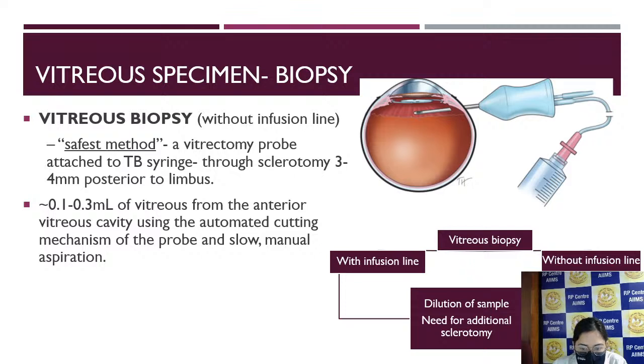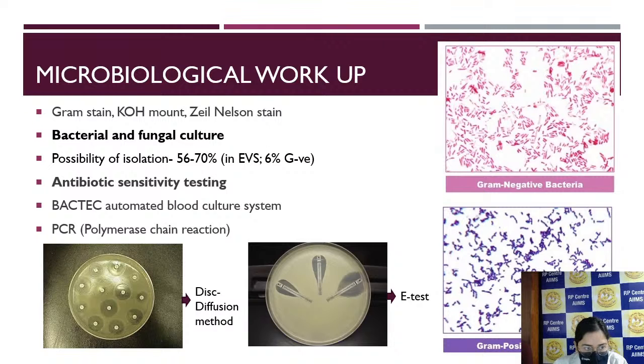It can be done either with an infusion line or without an infusion line. If without an infusion line, as we can see in this picture, the aspiration probe has been replaced with a TB syringe. So the vitrectomy probe is attached to the TB syringe through a sclerotomy according to the phakic status of the eye, and 0.1 to 0.3 ml of vitreous from the anterior vitreous cavity is taken. Vitreous biopsy with an infusion line can also be done, but there is usually dilution of the sample and the need for an additional sclerotomy for the infusion line.